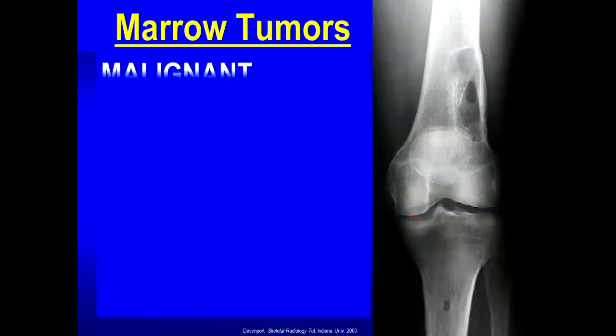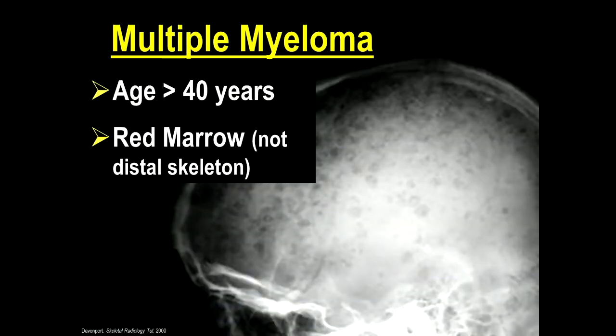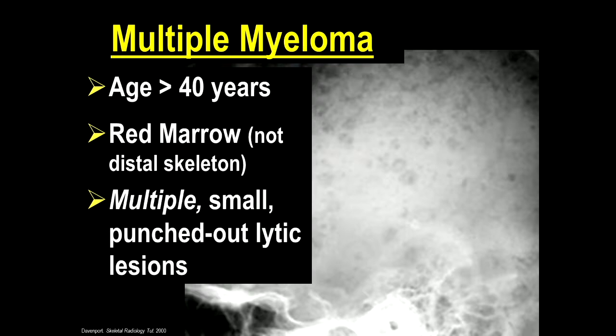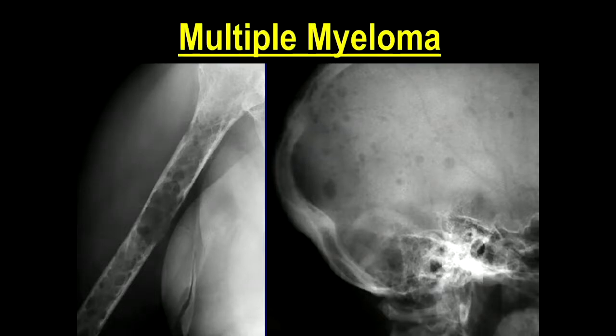Finally, a few words about marrow tumors. Multiple myeloma is the most common primary skeletal malignancy in which malignant plasma cells replace normal marrow. Multiple myeloma occurs typically after the age of 40 and targets red marrow, so not the distal skeleton. And of course, we look for multiple small punched out lytic lesions, here shown in the skull, as well as in the humerus. Multiple myeloma.